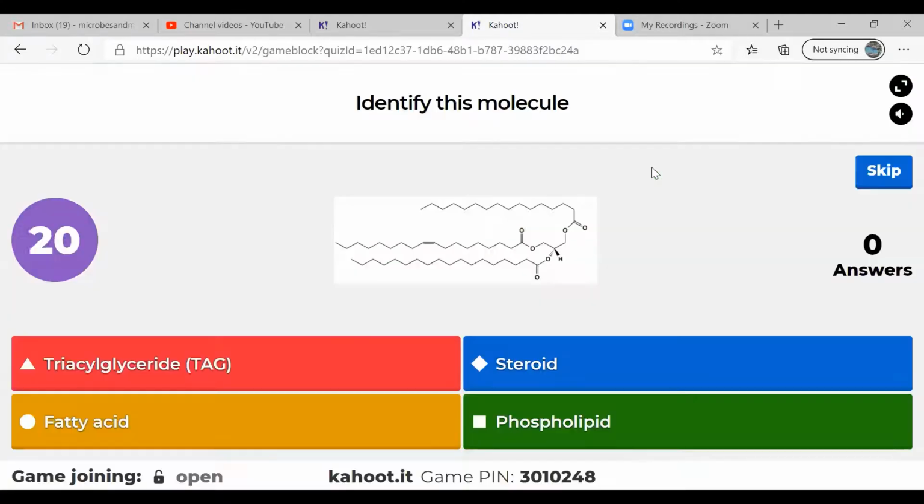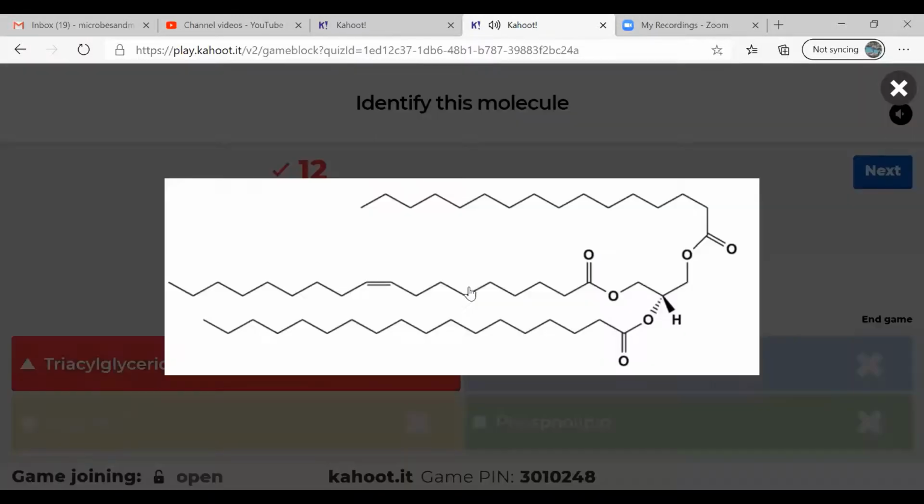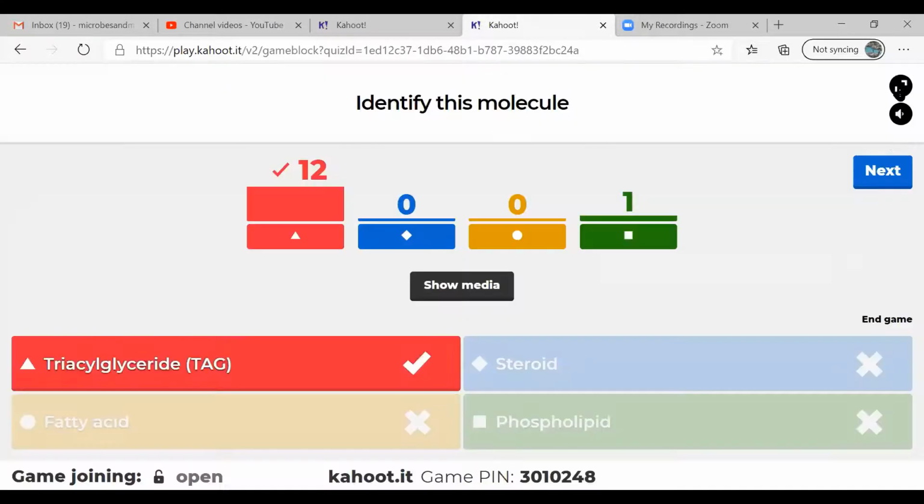Question 2, another molecule to identify. Okay, good job. So this one was a triacylglyceride. One person guessed phospholipid. I don't see a phosphate on there, so it can't be a phospholipid. So good job if you guessed triacylglyceride.